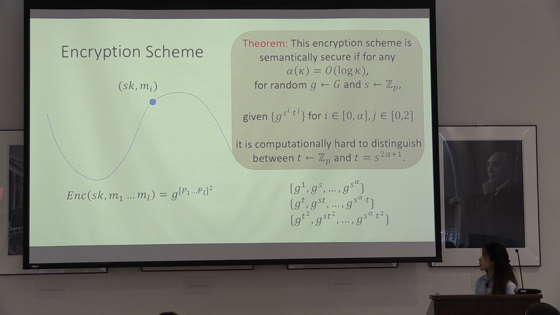So for instance, here I've written out explicitly what this set is, and to oversimplify, but to still give you some intuition for why you would hope for this assumption to hold, note that the only tool that we have here is the bilinear map, right? But using the bilinear map, the only power of S that we can compute is S to the 2 alpha. And so we can't hope to compute a relation between the exponents that would only vanish or have a particular value when t is S to the 2 alpha plus 1. So it should be computationally hard to distinguish between t being a random element and t being the specific power of S.